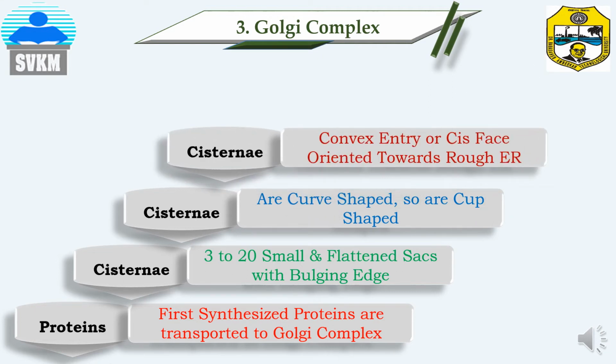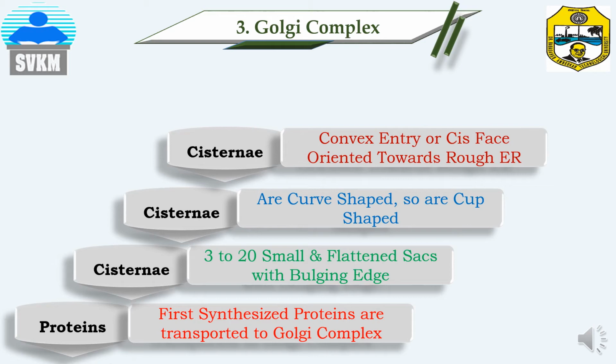It has two surfaces, one is the convex and the other one is the concave. The convex is called the entry point for the protein molecules. This convex entry, or the cis face of the cisternae of the Golgi complex, is oriented towards the rough endoplasmic reticulum.